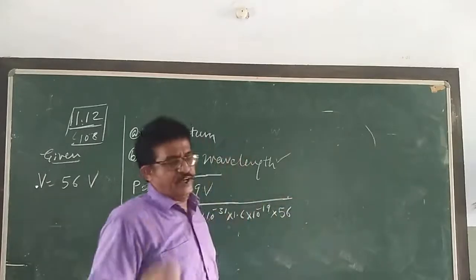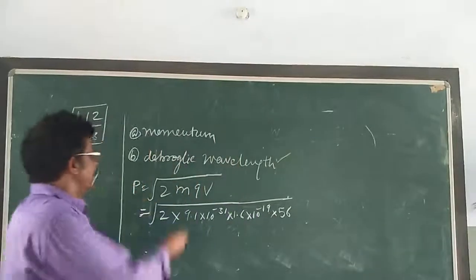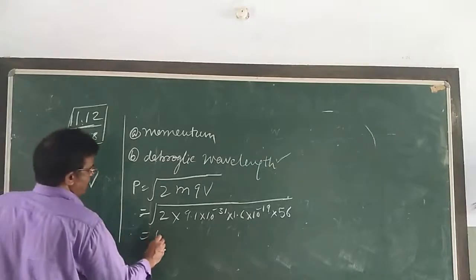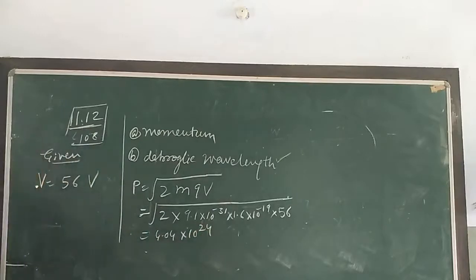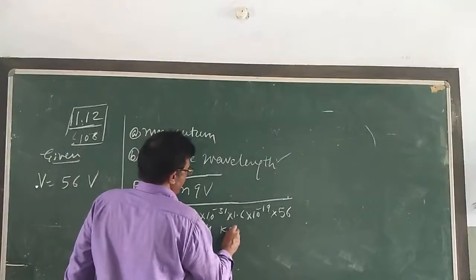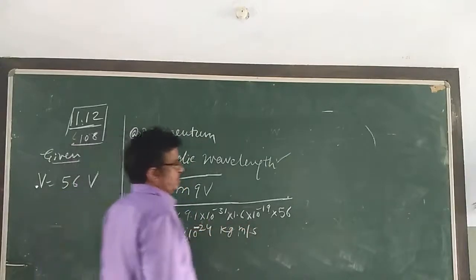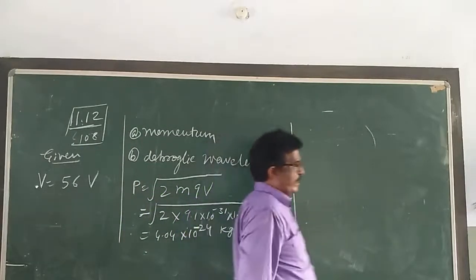All the values are given, the formula is given, but calculation is important. When you solve it, you will get around 4.04 into 10 raised to the power minus 24. That is the value here, kilogram meter per second. Find out this value.